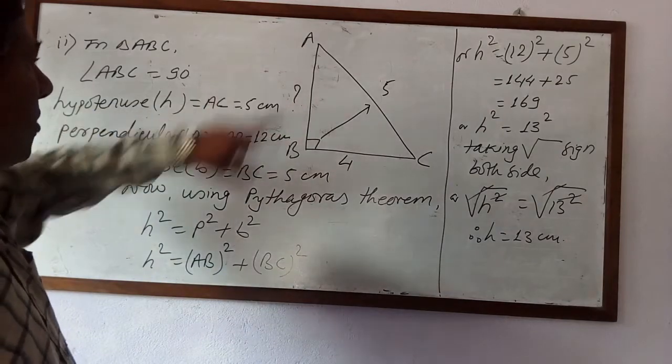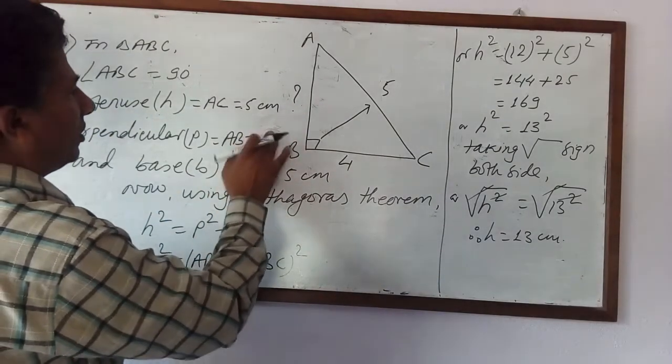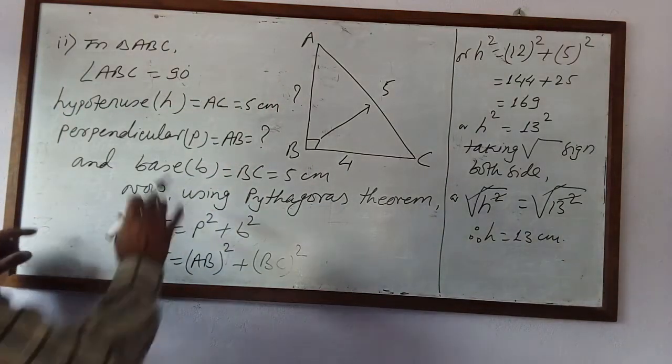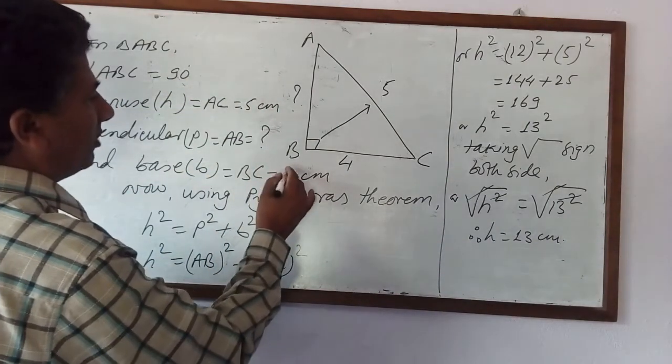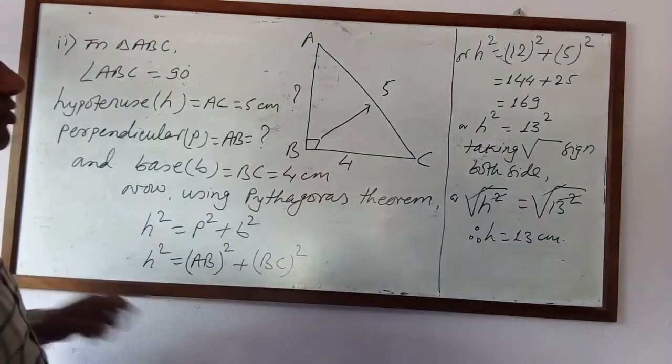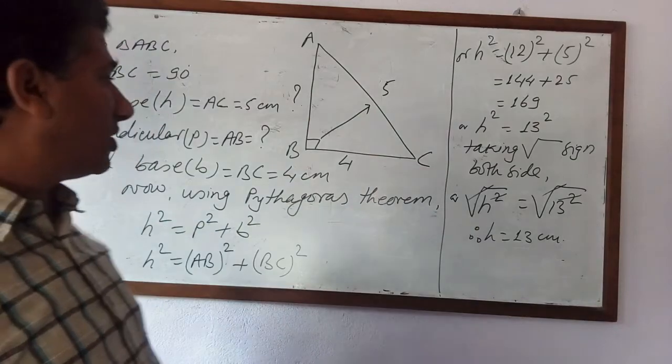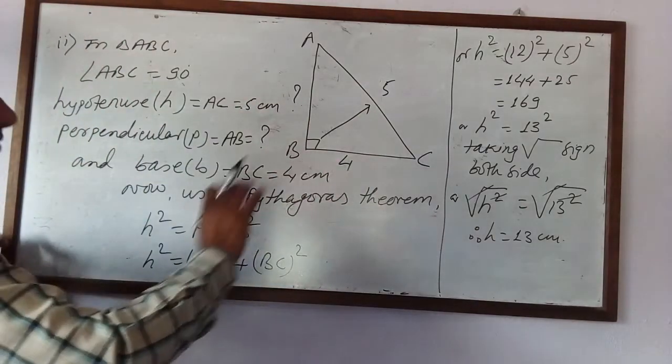I have taken this perpendicular. Same. AB, we don't know this AB. Question mark means we have to find. And base BC, that is 4 centimeter. Sometimes you do not find the unit centimeter or meter like that. It means that you have to understand that is the unit. If you write centimeter or meter, no problem.